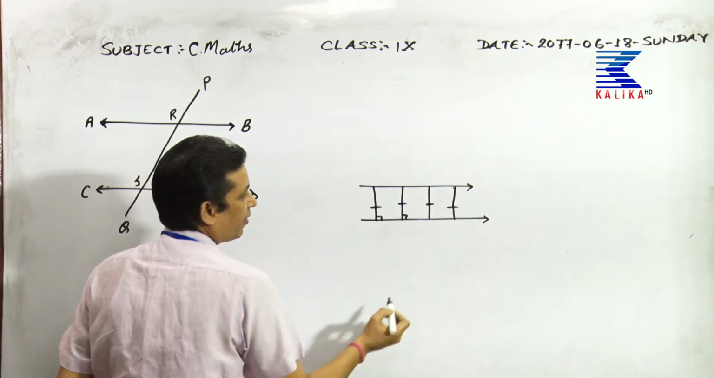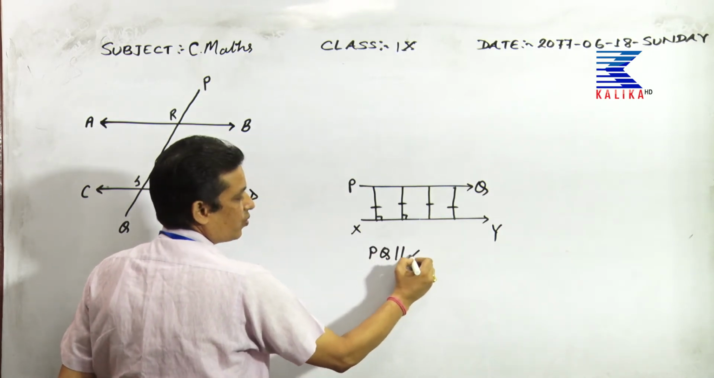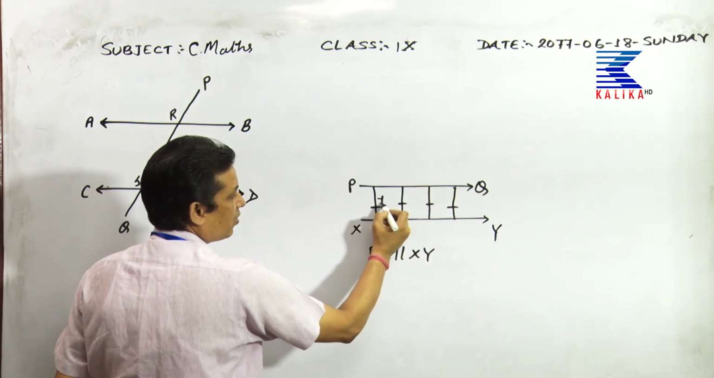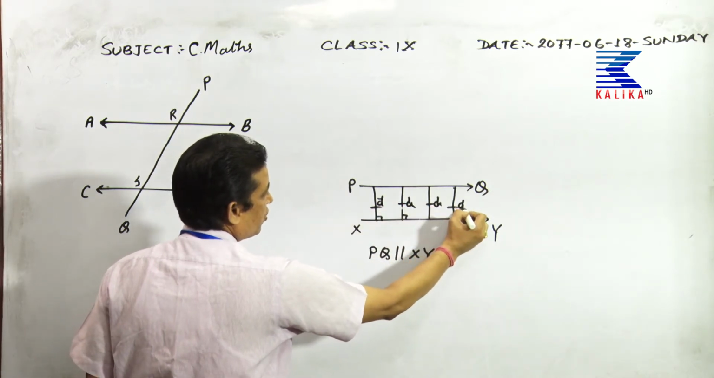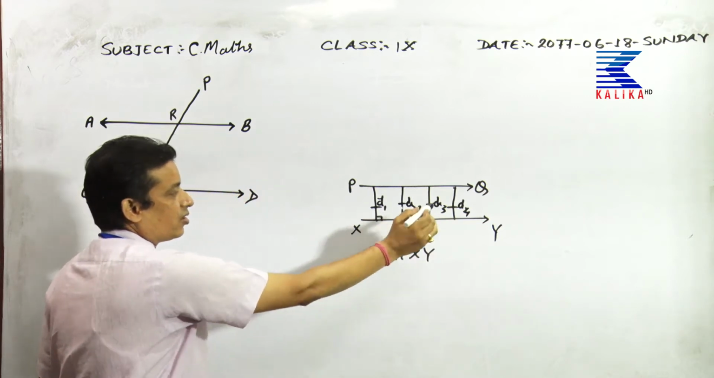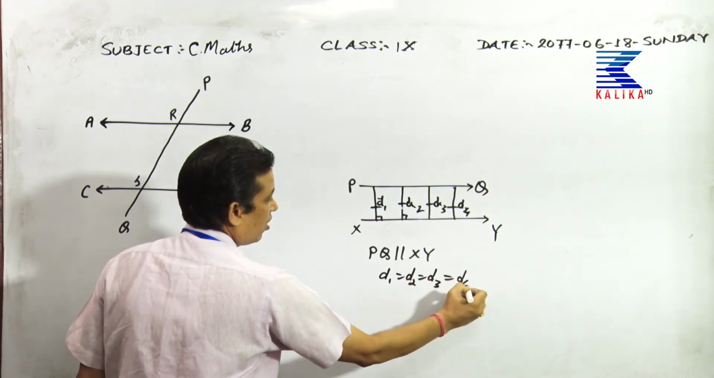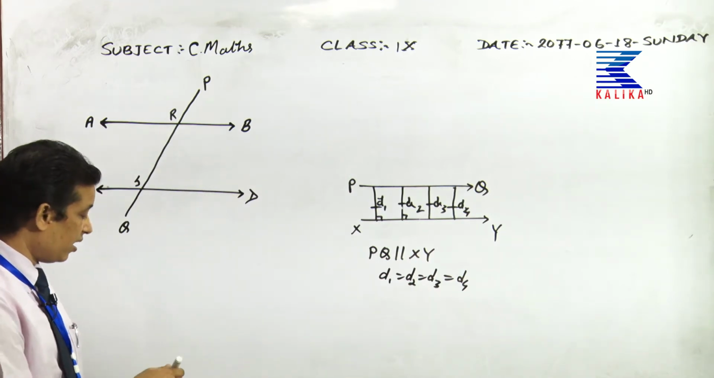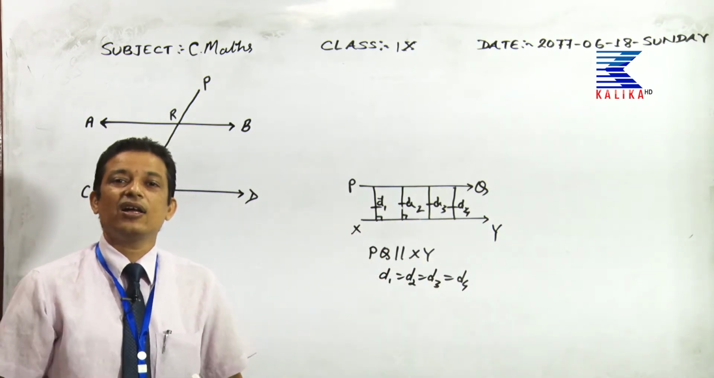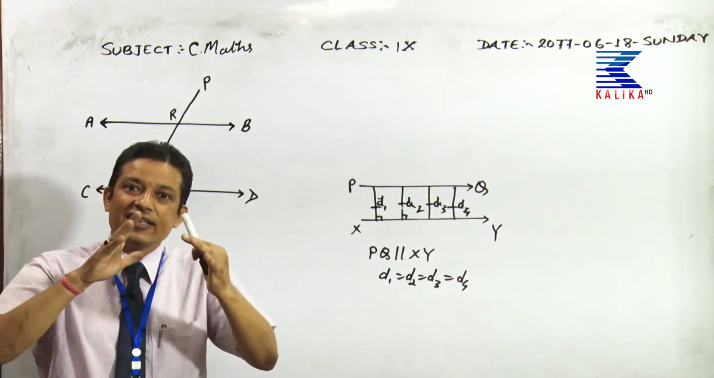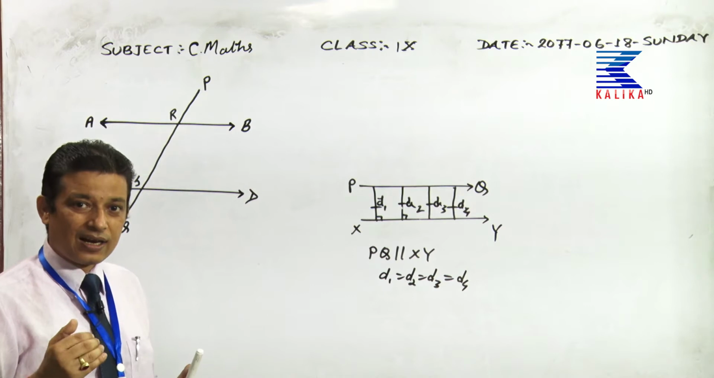Look, here if this is PQ and this is XY, we can say PQ is parallel to XY, because the distance between them is equal. Look, the distances between the two lines, d4, d3, d2, d1. All these distances are equal: d1 equal, d2 equal, d3 equal, d4, all equal. This is why we can say that line PQ and line XY are parallel to each other. And if you produce these two lines in either direction, they will never meet. So, such lines are known as parallel lines.